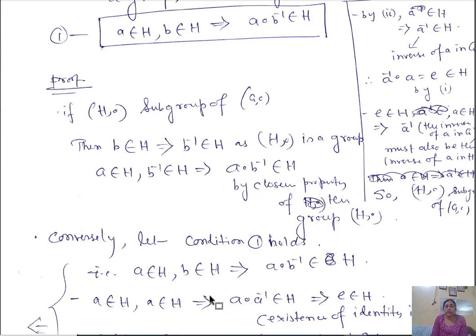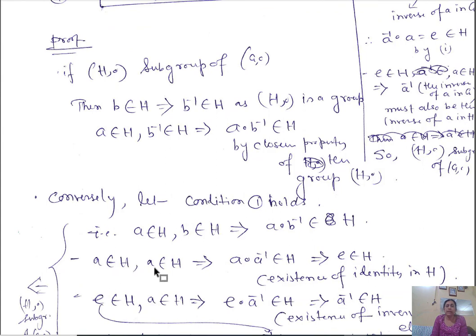Now A belongs to H. In this relation, if you take A, here A and B, also you take A. So in that case, A composition A inverse belongs to H. This is E. E belongs to H. So the identity element belongs to H.